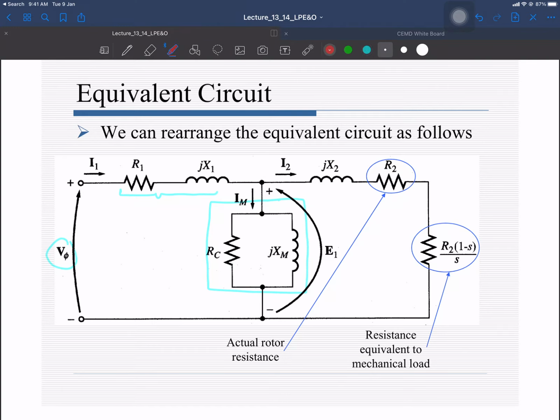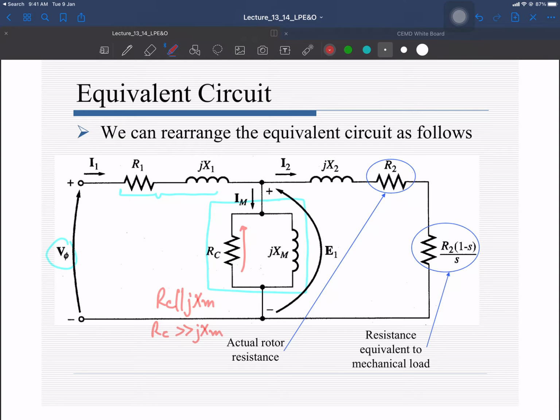Okay, now over here RC is in parallel with jXM, and RC is usually very high as compared to your jXM. RC is the core resistance, we can say, and represents the eddy current loss. So the eddy current loss should be as small as possible, and for that RC should be very high. So RC is very large as compared to your jXM, where jXM represents the magnetization of your induction motor.